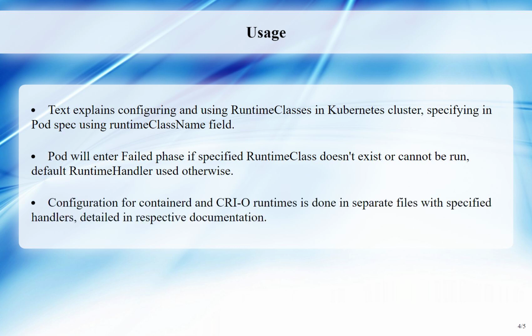Configuration for containerd and CRI-O runtimes is done in the /etc/containerd/config.toml and /etc/crio/crio.conf files respectively, with valid handlers specified in the configuration files. For more information, refer to the respective documentation for containerd configuration.